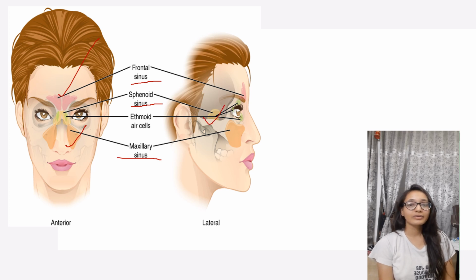We can also find that paranasal sinuses are called outpouchings from the lateral wall of the nose. That is, they have the same epithelial lining as the nose, that is ciliated columnar epithelium.